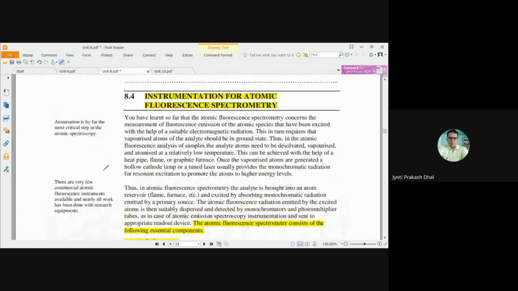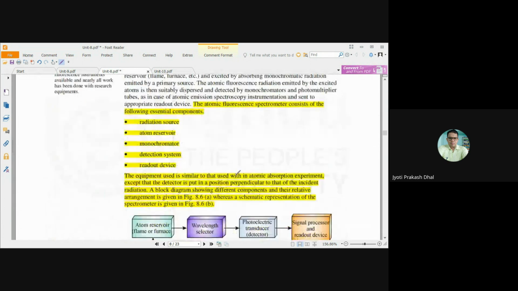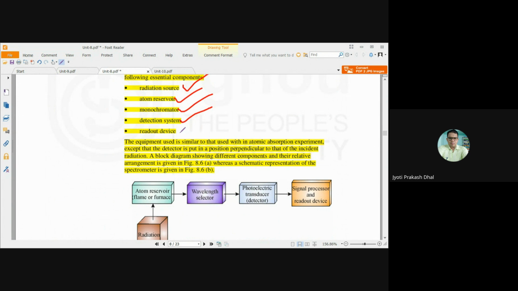Now coming to instrumentation for atomic fluorescence spectroscopy. The atomic fluorescence spectrometer consists of the following essential components. The first one is the radiation source, second is the atom reservoir, third is the monochromator, fourth is the detection system, and the final one is the readout device. The equipment is similar to that used in the atomic absorption experiment, except that the detector is put in a position perpendicular to the incident radiation.